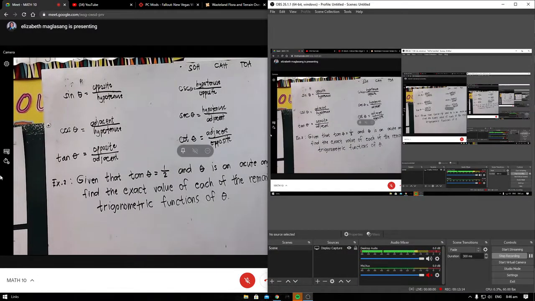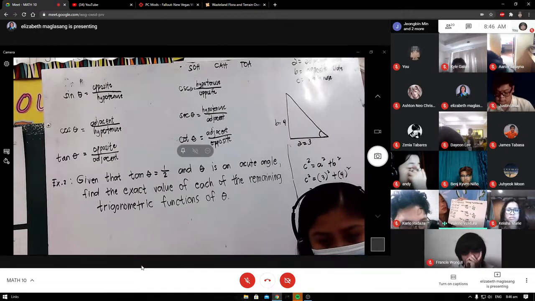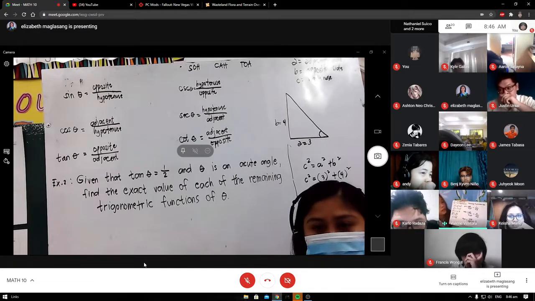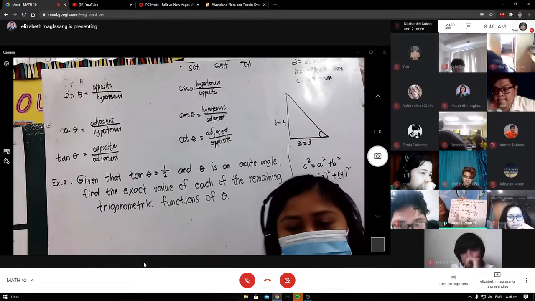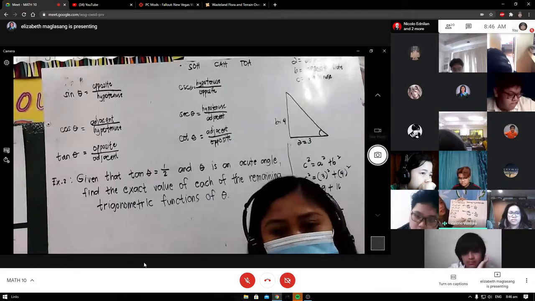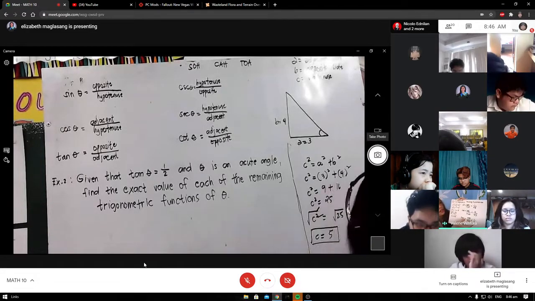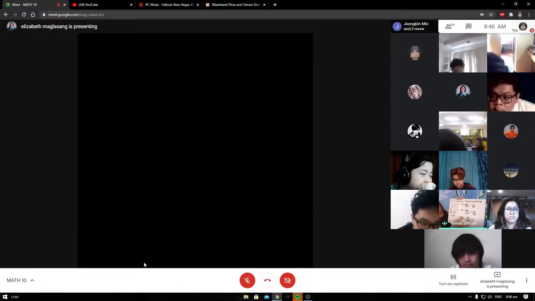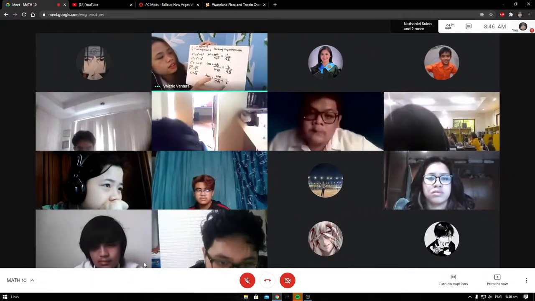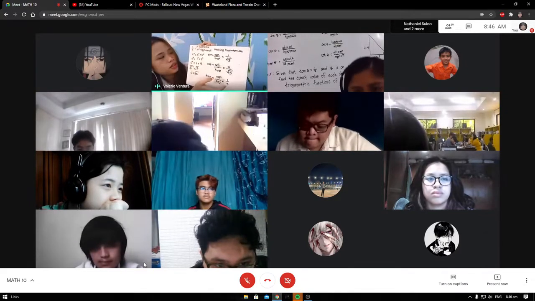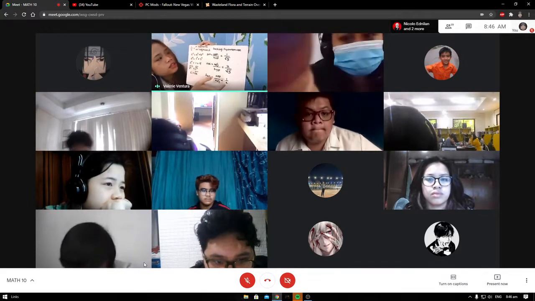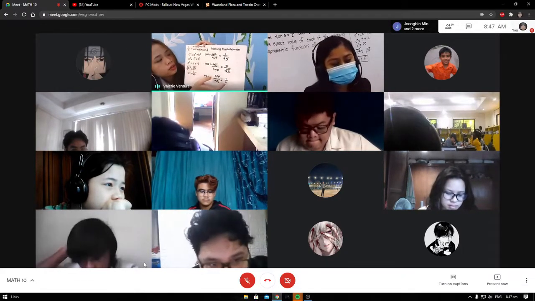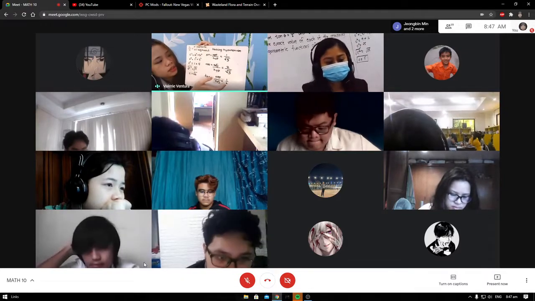Equal to 2. Since I am already given two values, I must look for the hypotenuse. So I use the Pythagorean theorem, which is c squared equals a squared plus b squared. My c squared is my hypotenuse, but since I don't have it yet, I will just leave it as it is. Then I will substitute the values. My opposite is 1 and my adjacent is 2, so I will substitute them for a and b. So it will be c squared equals 1 squared plus 2 squared.